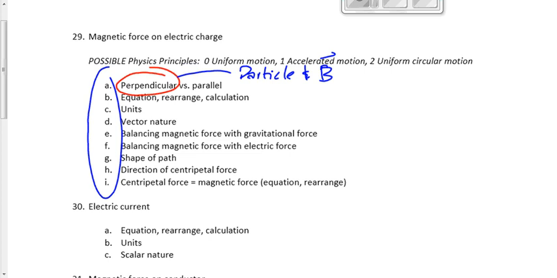If they're parallel, we can deal with that, but if they're parallel, the force is 0. So we don't need to do anything else. If they're perpendicular, the force isn't 0. We can do what we're going to do down here in the subtopics B through I. If they're not parallel or perpendicular, we can't do it. So you're not going to see a question like that.